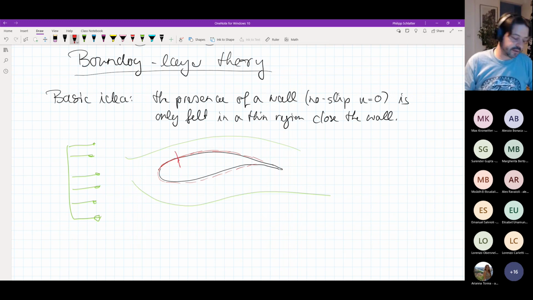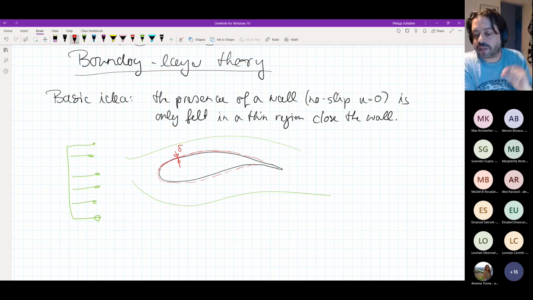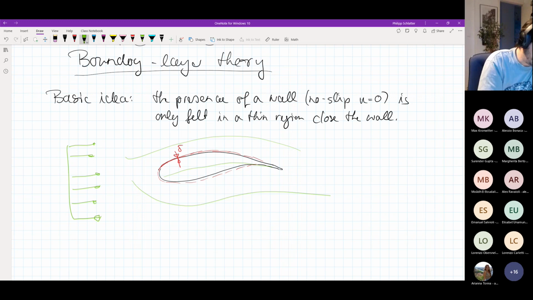And this boundary layer here, that's the red thing, this would be a boundary layer. And this boundary layer would have a certain thickness, which we can say is typically called delta. Of course, this delta is much smaller than, let's say, the global scale of this wing, which could be described with a capital L. So the whole idea of a boundary layer is that we have a thin layer adjacent to the wall, which is very thin compared to the global dimensions of the flow.